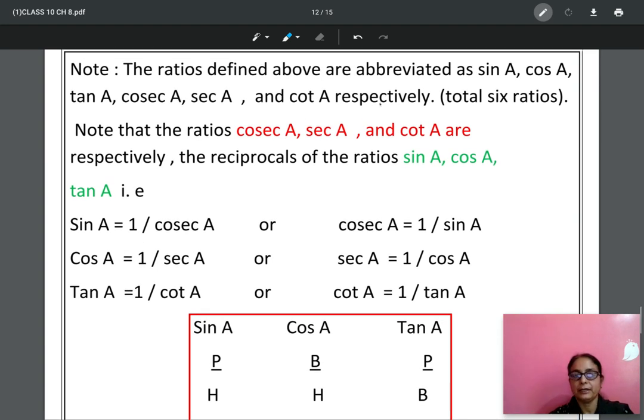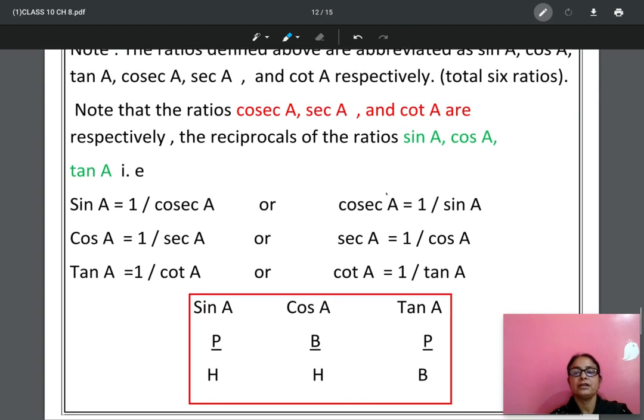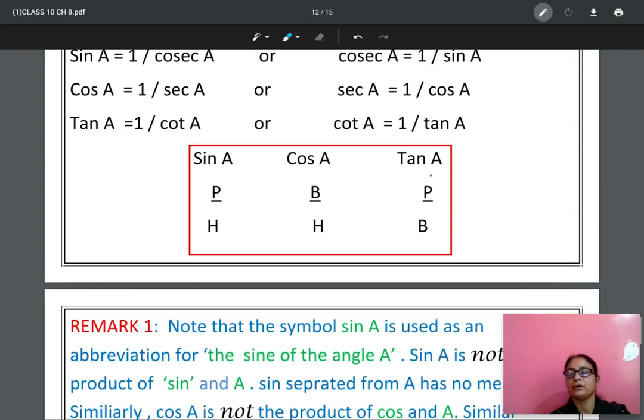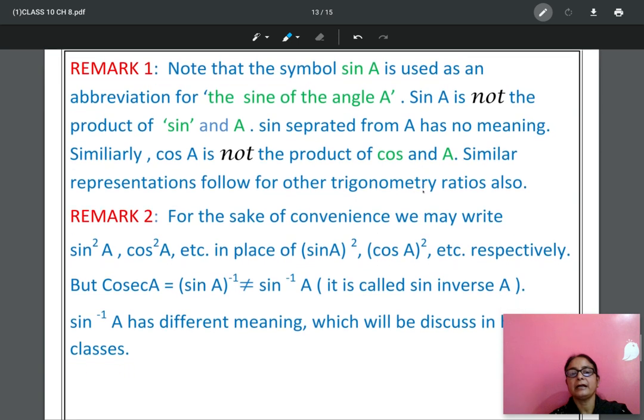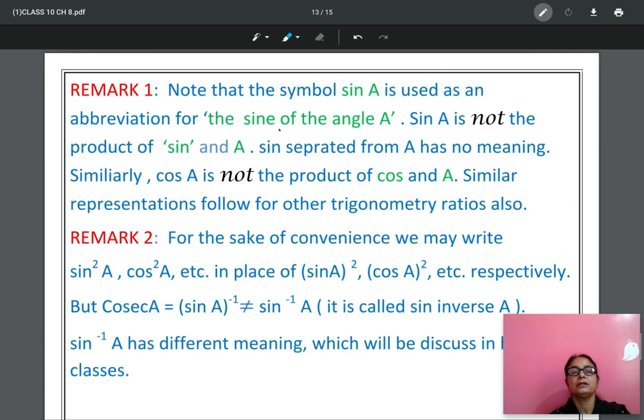Now I want to clarify one thing: when we abbreviate sine A, cos A or any ratio, remember that cosec, sec and cot are the reciprocals of these three formulas which I have written. You can note this down in your notebook for remembrance. Two remarks I would like to explain in short. First, sine A is not the product of sine and A. It is one term; it has no meaning as sine times angle. It is one word, sine A. We cannot separate it or put a product.